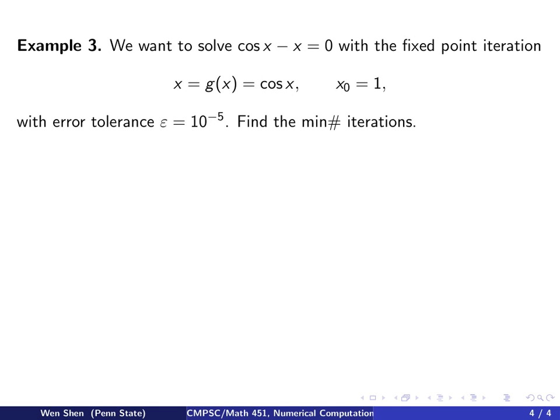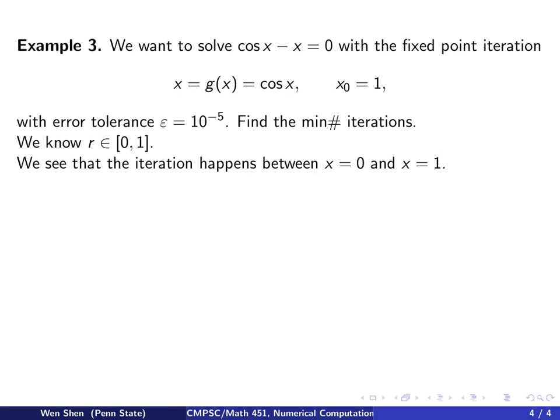Okay, let's take an example. Say we want to solve cosine x minus x equal to 0 with a fixed point iteration that we have done. We have our initial guess, which is 1, and I want the error tolerance to be 10 to the negative 5. Can we find the minimum number of iterations needed? So we know the root r lies on the interval between 0 and 1. And we see that all the iterations also happen between the value x equal to 0 and x equal to 1.